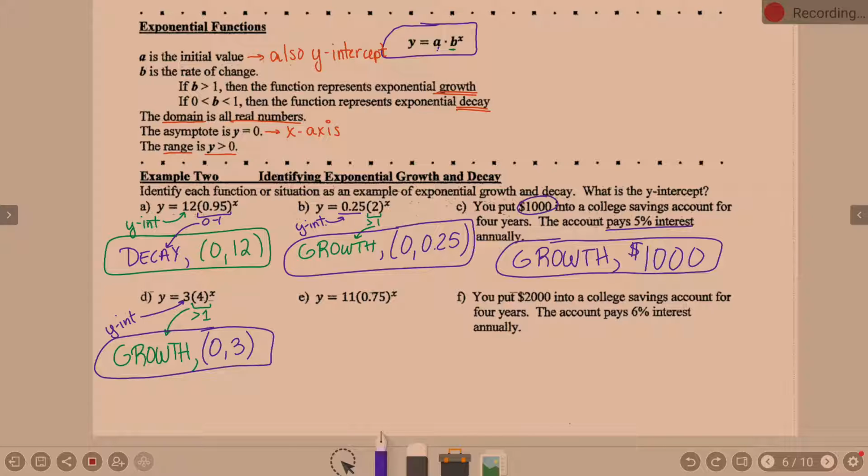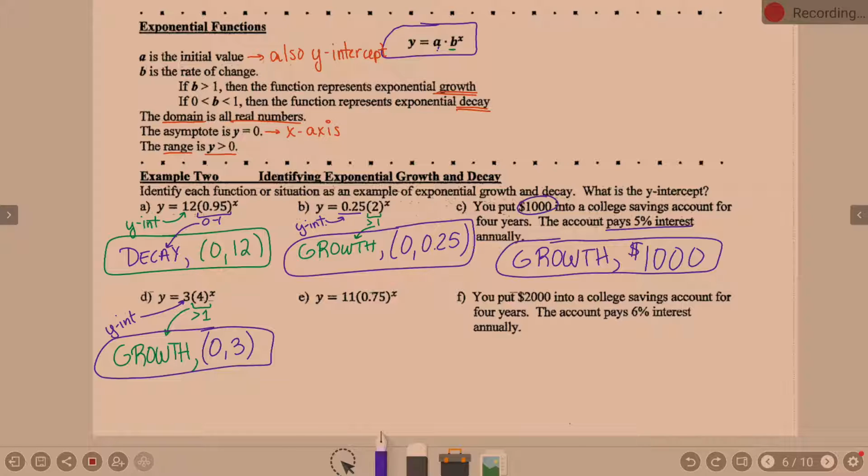Okay? Yes? Will we have to do any problems where the rate of change is a negative number? Not in terms of this. And in fact, it can't be a negative. I was just wondering, because that b has to be bigger than 1 or between 0 and 1 for it to be decay. Right. When we're talking about growth and decay, that b value will always be positive.